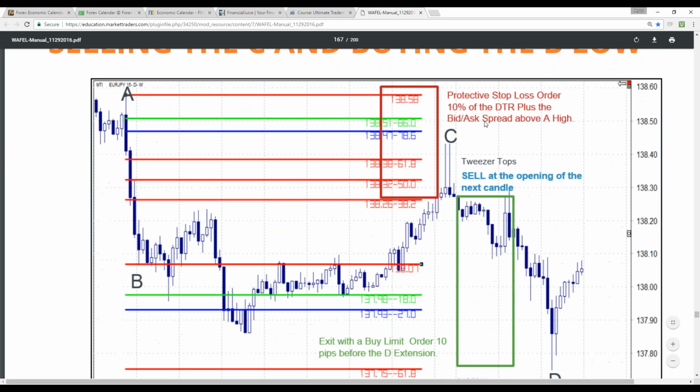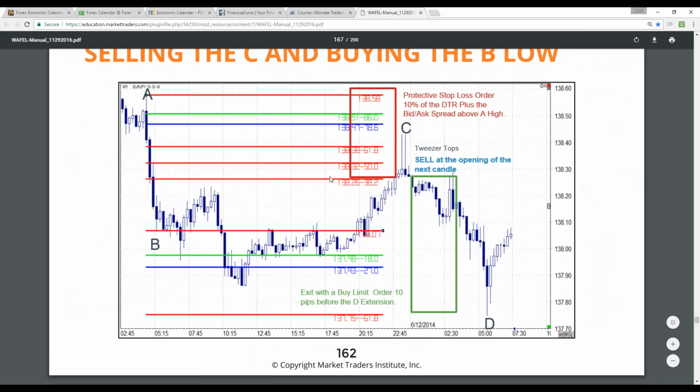If selling, same principles apply in the opposite direction, save for the stop. We have a down AB. The market pulled back to a 618 where it formed a pair of tweezer tops. I enter at the opening of the following candle. I then use the 10% of the DTR plus the bid and ask spread, and that will be the amount of pips above the A where I will be placing my stop.